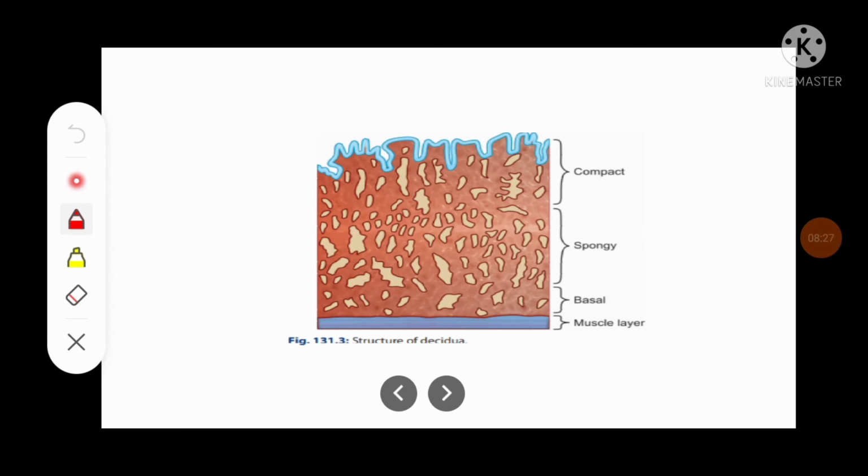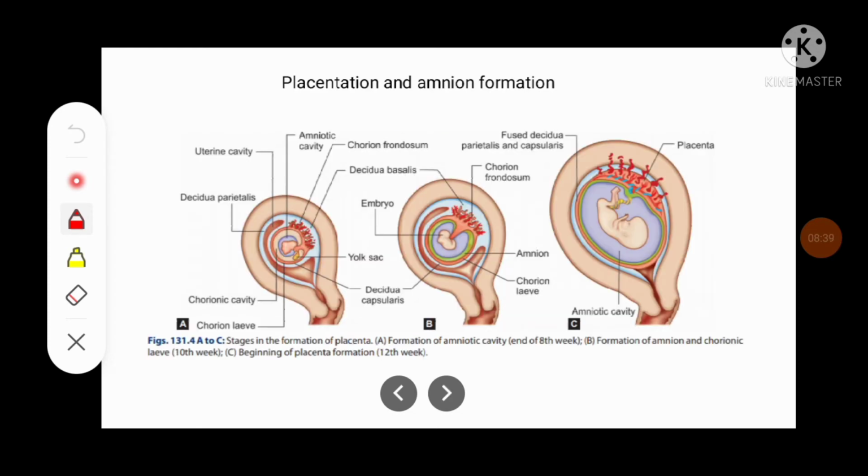So this is the part of the uterus where it is going to be implanted, and it is called decidua, which contains the compact, spongy, and the basal and the muscular part. So these are the different stages of formation of the placenta. Initially there will be formation of the amniotic cavity, and then the formation of the amnion and chorion around the 10th week, and then there will be a formation of the proper placenta at around the 12th week.